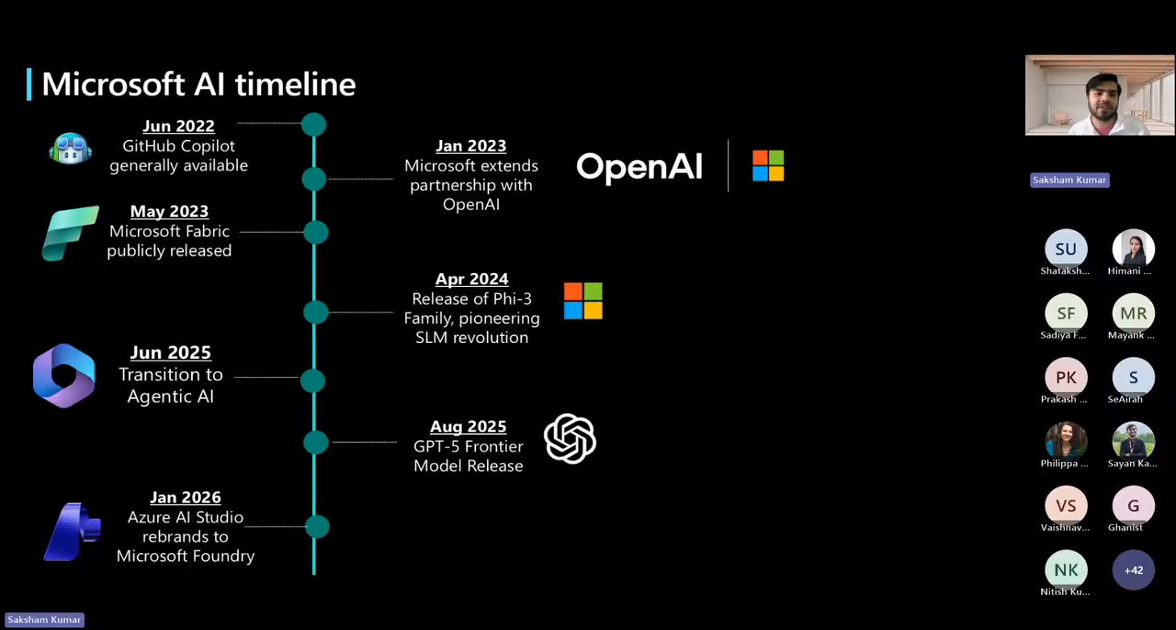So recently, in January 2026, Microsoft finished rebranding from Azure AI Studio to Microsoft Foundry. It was earlier called Azure AI Studio, which was rebranded to Foundry, which brought multiple tools together: building models, then deploying them, then fine-tuning them, making agents. All of this was brought into Microsoft Foundry. And at the end of the session, I'll show you how this Foundry looks.